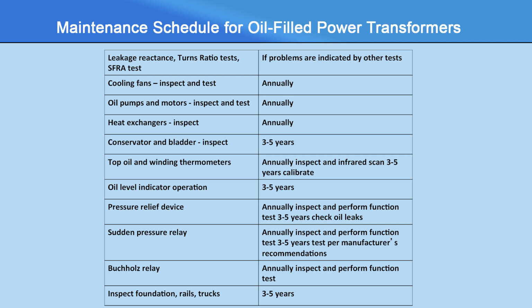Next is pressure relief device. This is performed annually to inspect and perform function test, and every 3 to 5 years to check oil leaks. Next is sudden pressure relay, which is performed annually to inspect and perform function test, with a 3 to 5 year test per manufacturer's recommendations. Next one is to test or maintain the Buchholz relay. This is performed annually to inspect and perform function tests. And lastly, to inspect foundation, rails or tracks. This is performed between 3 to 5 years.